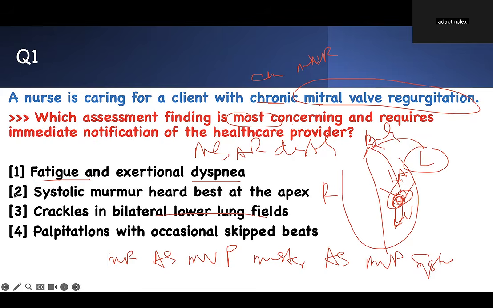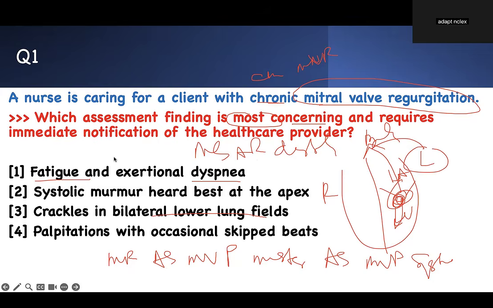This is the way to master this kind of content. Once again, the mnemonic: how do you know which one is systolic and which one is diastolic? MS AR rest in diastole: mitral stenosis and aortic regurgitation rest in diastole. But MR AS MVP play in systole: mitral regurgitation, aortic stenosis, and mitral valve prolapse play in systole. Therefore, these valve problems are systolic, while mitral stenosis and aortic regurgitation are diastolic.